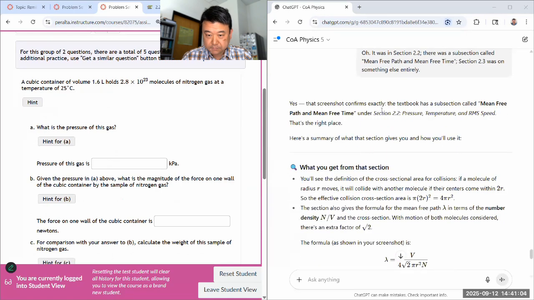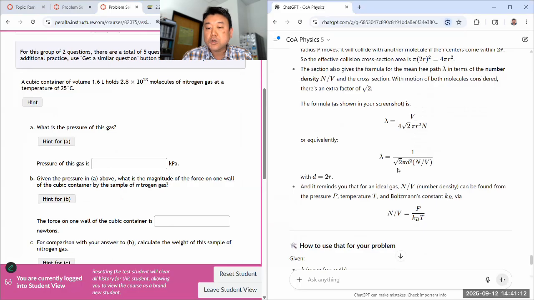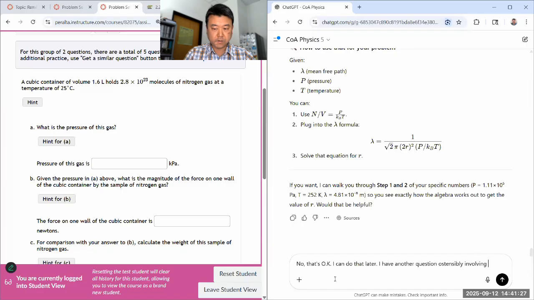So here, just finishing up this portion. Yeah, get from the section. And it's showing the equivalence of the two formulas. That's okay, I can do that later. I have another question, ostensibly involving the ideal gas law.